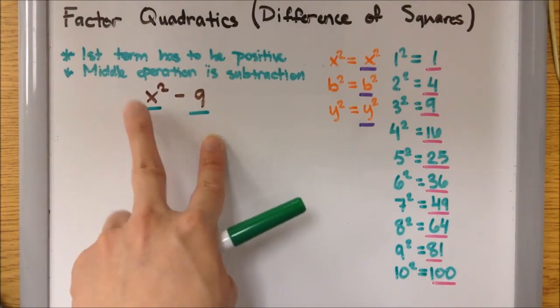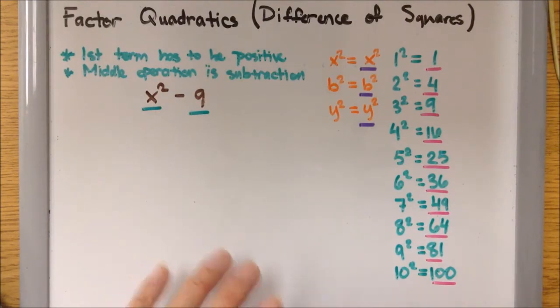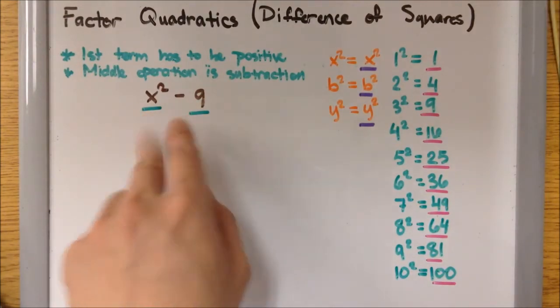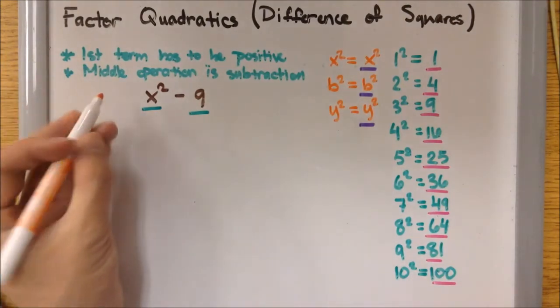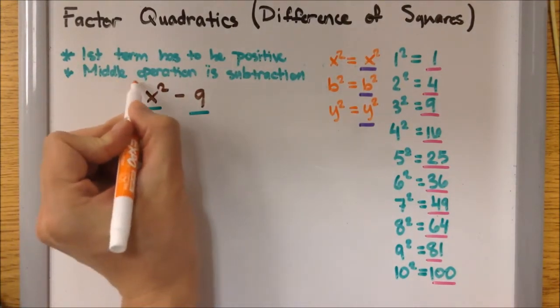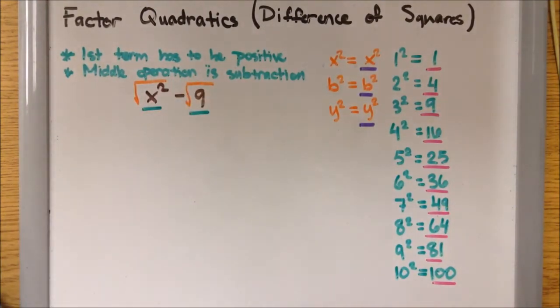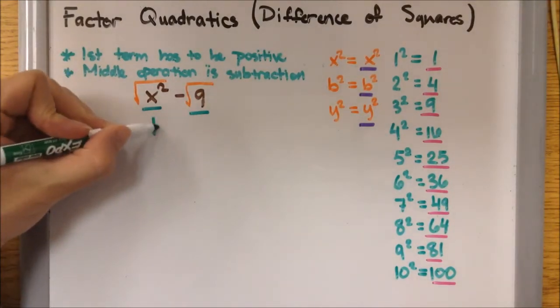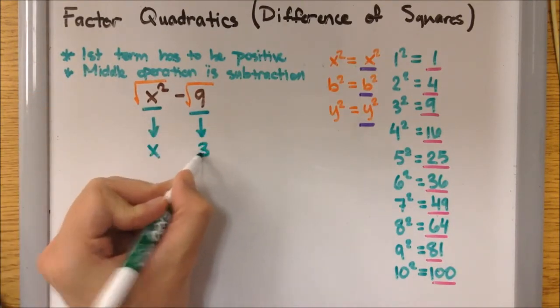So if this is a positive perfect square, if that's a perfect square, and it's a minus, then we can work with this method. So what we're going to do is take the square root of the first term and the square root of the third term. The square root of x squared is simply x. The square root of 9 is 3.